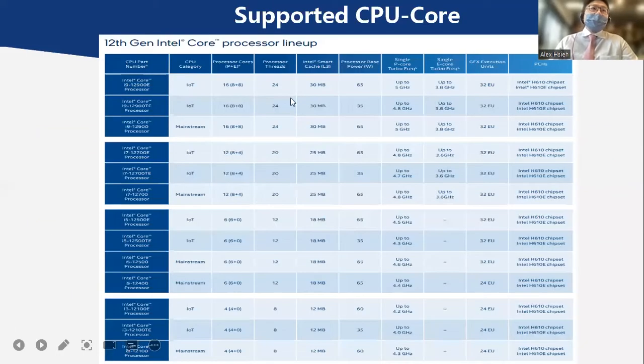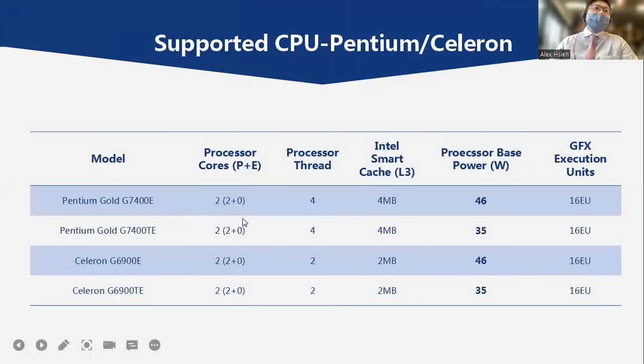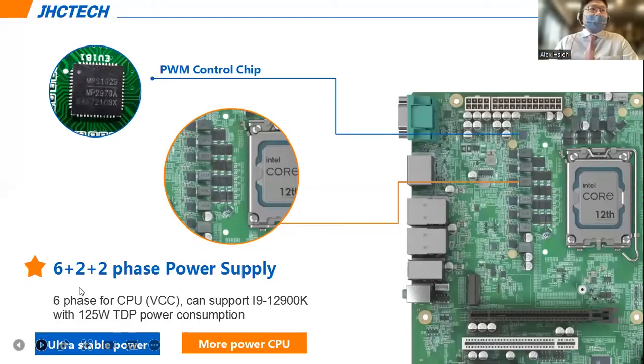Now we can see a list. You can contact your sales manager. We support a lot of the Intel 12th gen Intel Core processor lineup, so you can take a look at this table. We also support Pentium, Celeron, this kind of low-level CPU for mobile applications. Next, we can see the features.